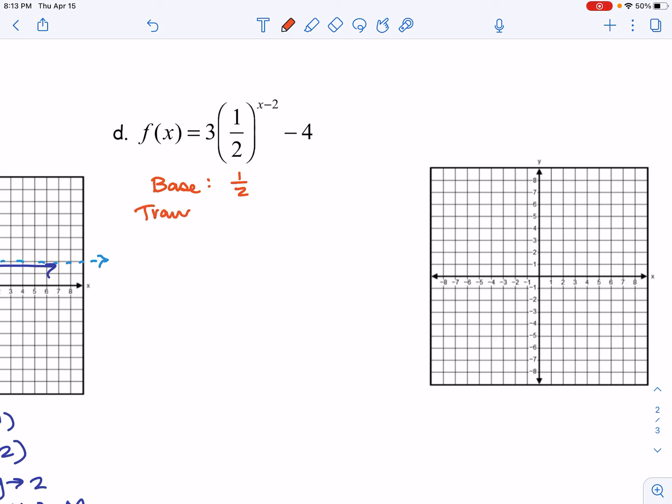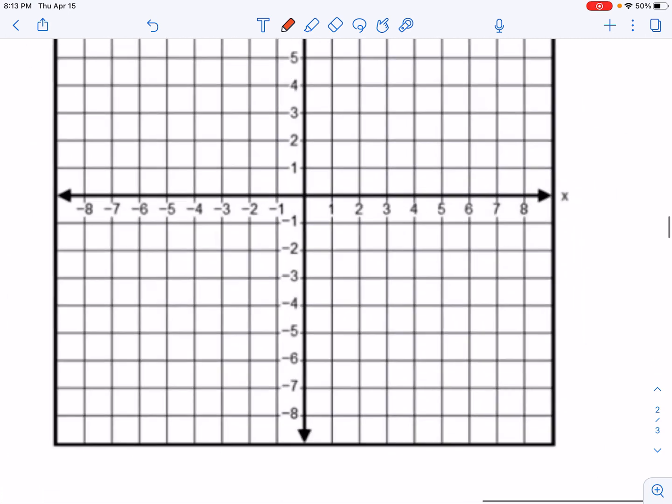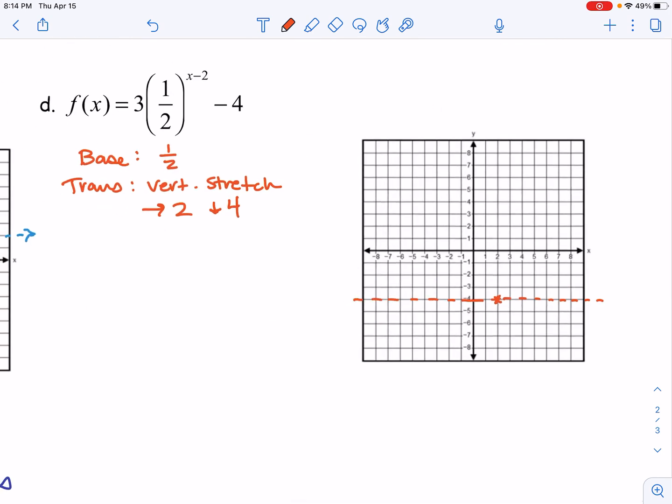So our transformations, the first one I see is that 3 in front, so that's a vertical stretch. I see a -2 with my exponent, so that means I'm going right 2. And I also see a -4 at the end, so down 4. So that means my new starting point, right 2, down 4, is here. So that's my new horizontal asymptote. Okay. So from the point 2, -4, I want to follow my pattern of graphing.